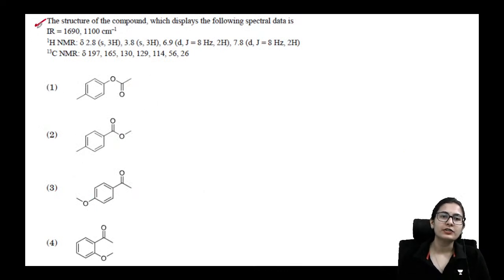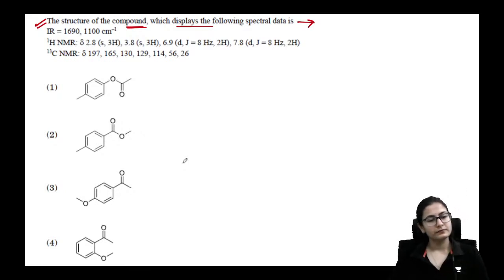Next important question. The structure of the compound which displays the following spectral data is. So what is the correct structure according to the given set of data?